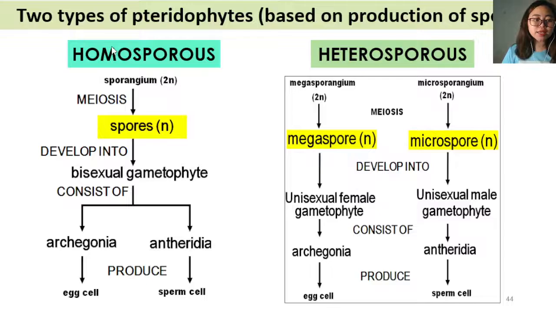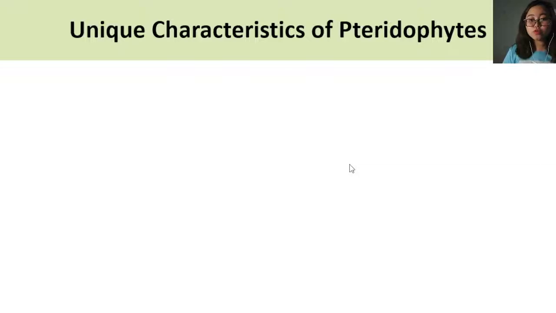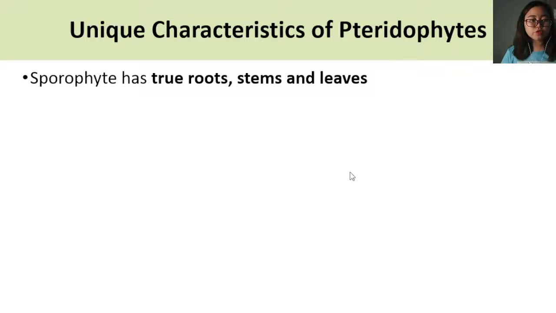Okay, so you can see this one is bisexual. This one has male and female. Okay, that is it about homosporous and heterosporous pteridophytes. We're going to move on to other unique characteristics of pteridophytes.